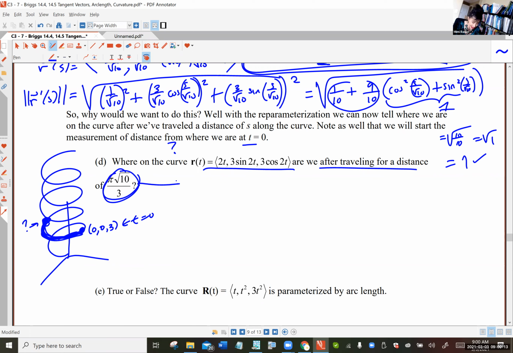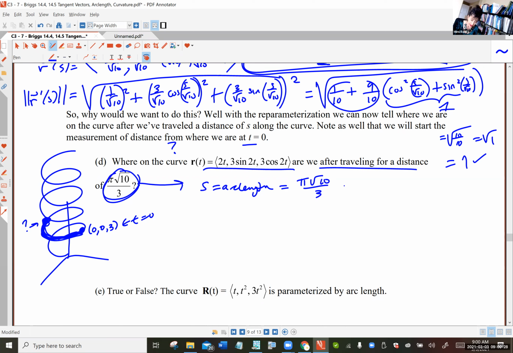So what you're saying here is the arc length, which we always say is S, also the way to denote arc length parameter, is pi square root of 10/3. That's how far along the curve you went. So great. So now what?